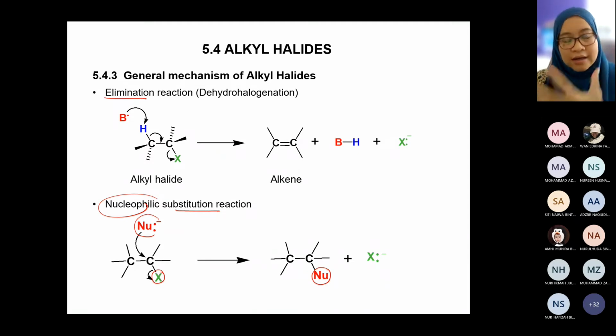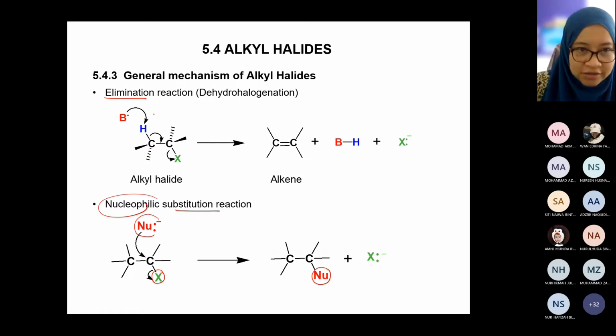reaction yang alkyl halide possible nak undergoes adalah elimination reaction. Kenapa elimination? Sebab dia dah penuh, dia dah saturated. Okay, dia tak boleh tambah bond. Tapi dia boleh substitute, and then the other option is to eliminate, to remove out for good. Maksudnya keluarkan the halogen out from the molecule. Okay, so that is what we call elimination.